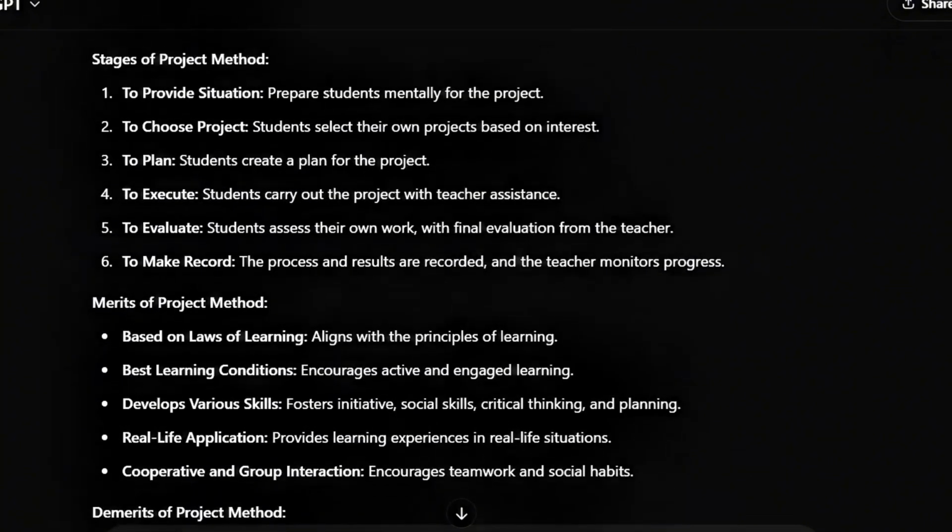Stages of project method. 1. To provide situation, prepare students mentally for the project. 2. To choose project, students select their own projects based on interest. 3. To plan, students create a plan for the project. 4. To execute, students carry out the project with teacher assistance. 5. To evaluate, students assess their own work with final evaluation from the teacher. 6. To make record, the process and results are recorded and the teacher monitors progress.